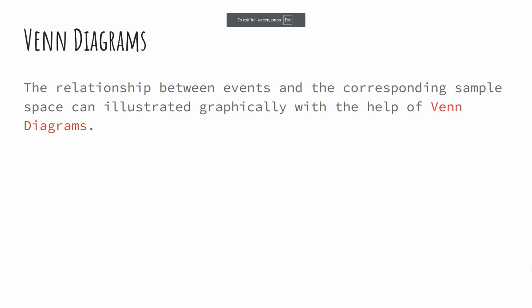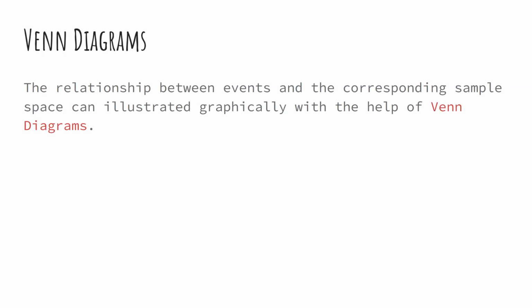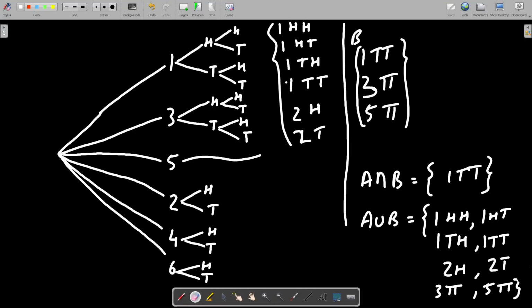So let's continue now. Okay, so let's go to the next thing, that is Venn diagrams. Venn diagrams is from sets, it's a relationship between events and the corresponding sample space can be illustrated graphically with the help of Venn diagrams. Before going there, just a revision again.